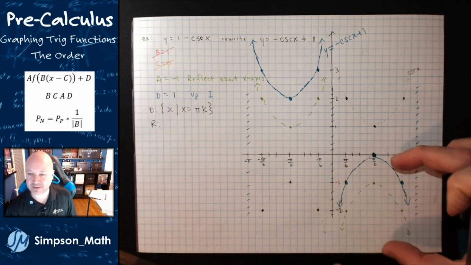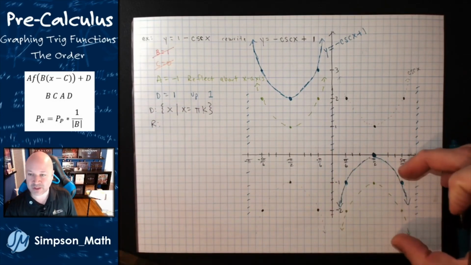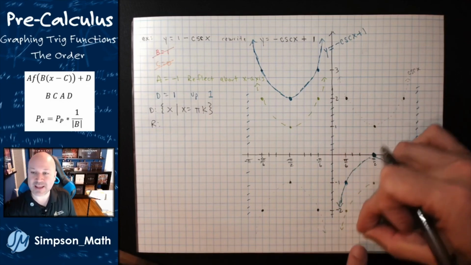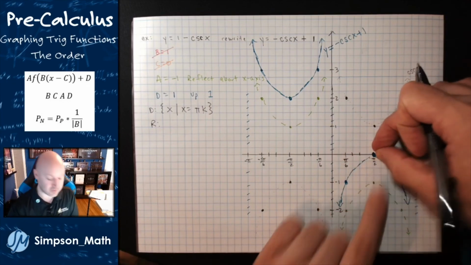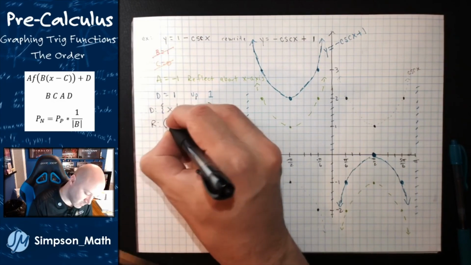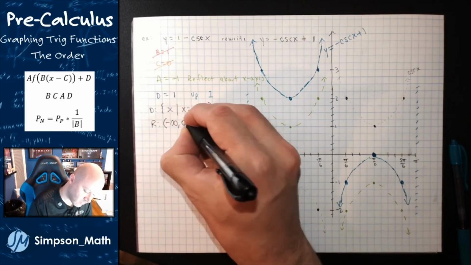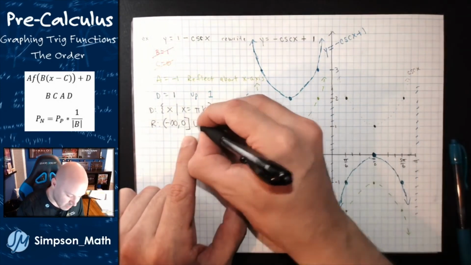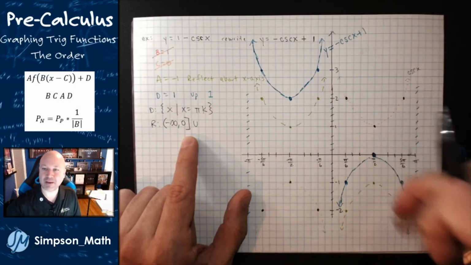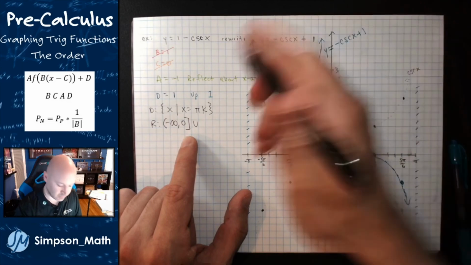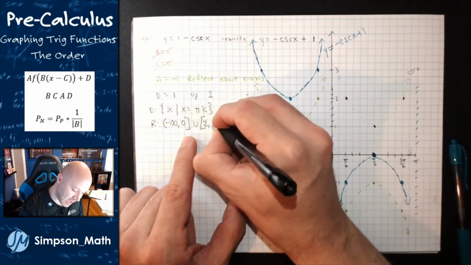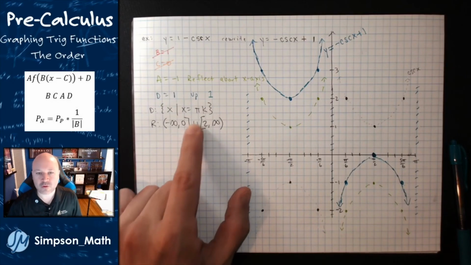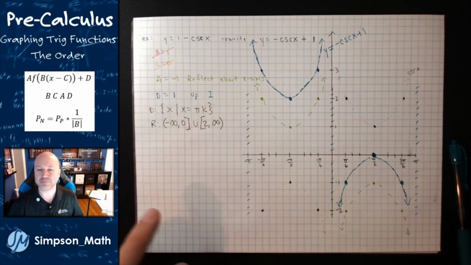Range. This has been affected because I shifted up. My range is now different. I'm good from least to greatest. Negative infinity up to and including 0. Bracket around the 0. Union that with another interval. I pick up my pen and start back up at 2, included, and then I go to infinity. So there's nothing between 0 and 2.